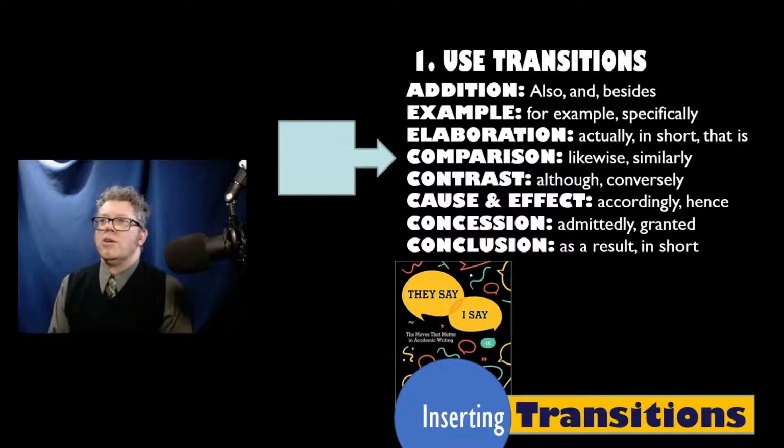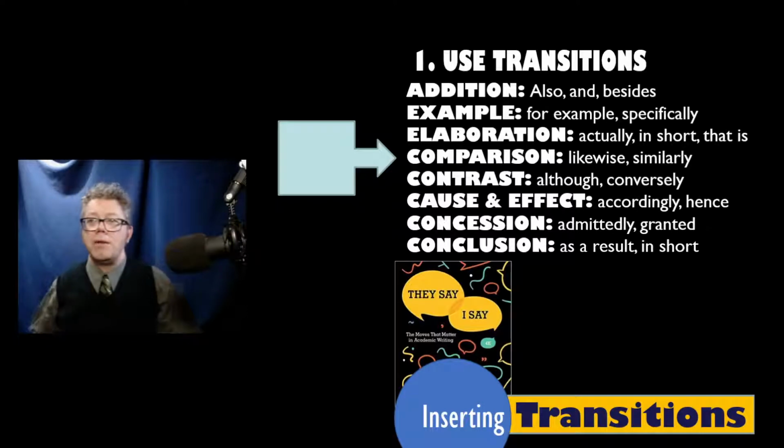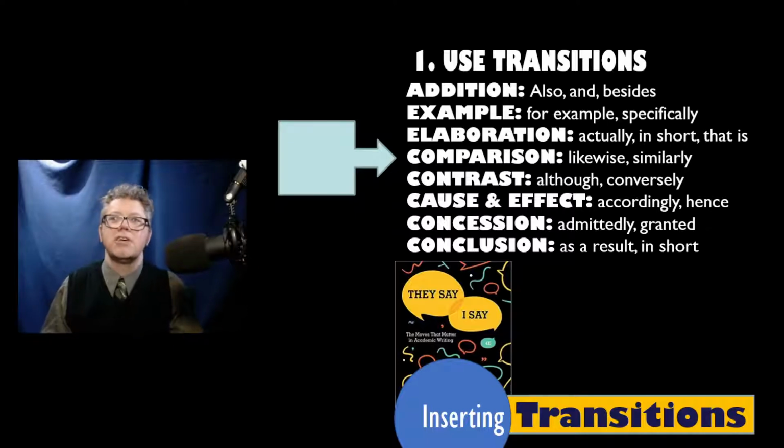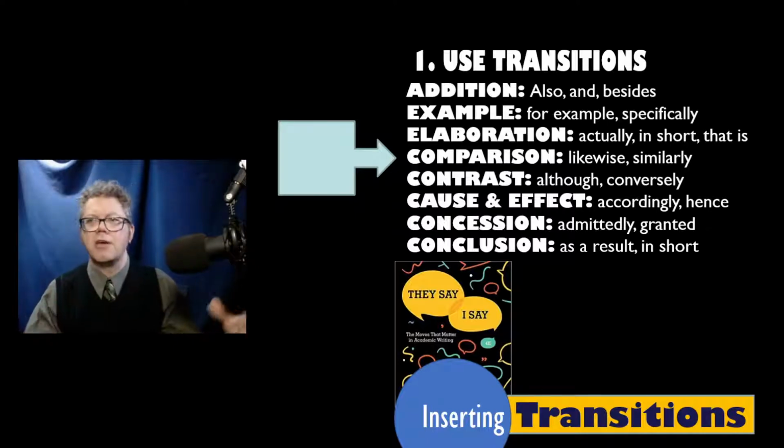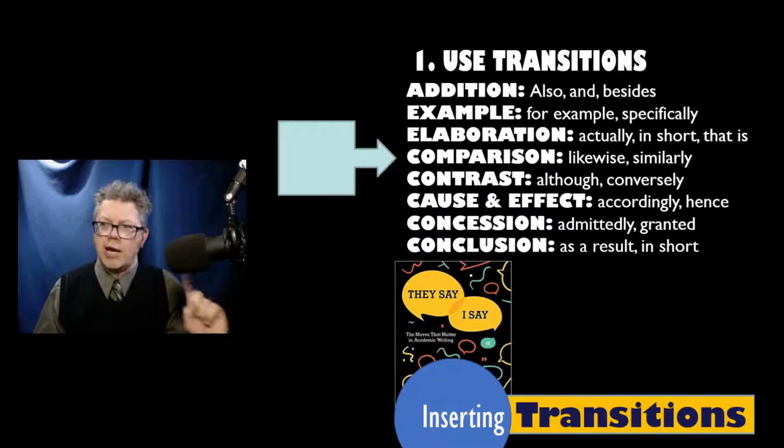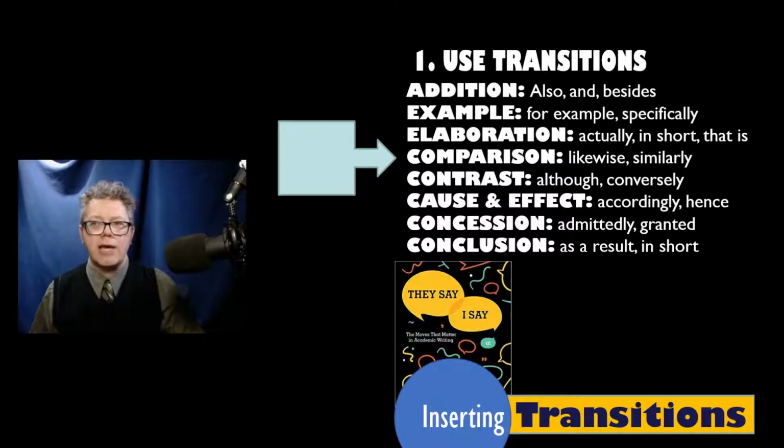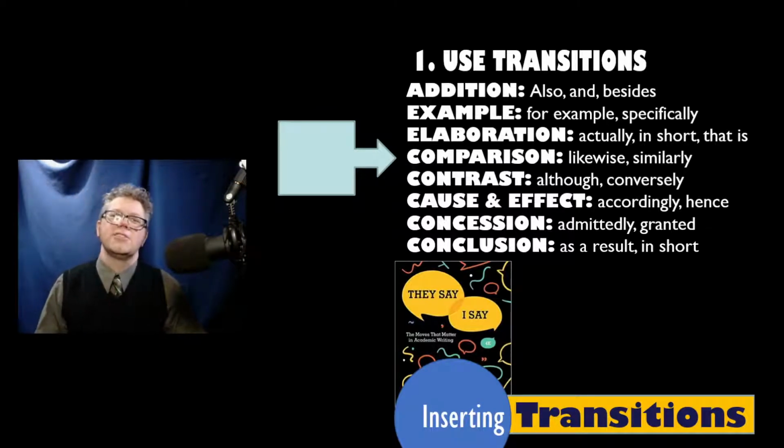Okay? They Say, I Say recommends that to create coherence in an essay, we use transition terms. Using transition terms and phrases. And then it gives a list of these and different types of transitions that we might be using, like a transition of addition: also, and, besides. Transitions of example: for example, specifically. Transitions of elaboration: actually, in short, that is. Transitions of comparison: likewise, similarly. Transitions of contrast: although, or conversely.